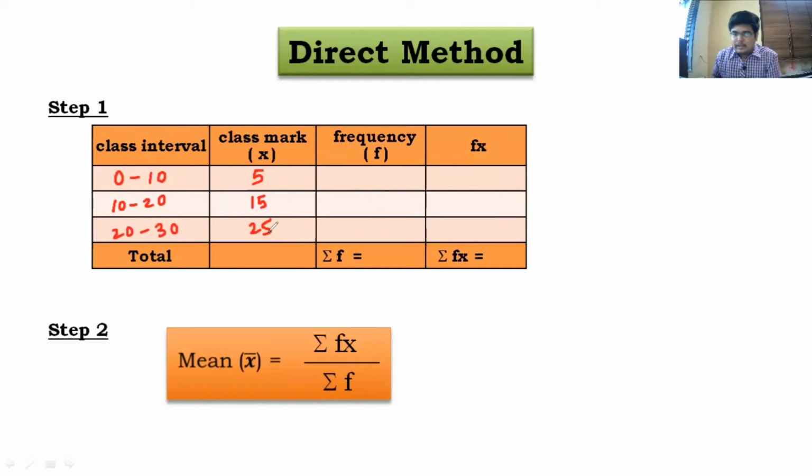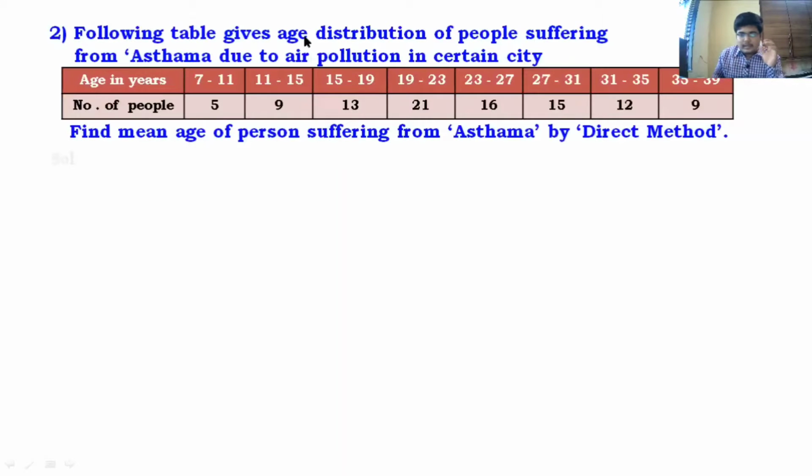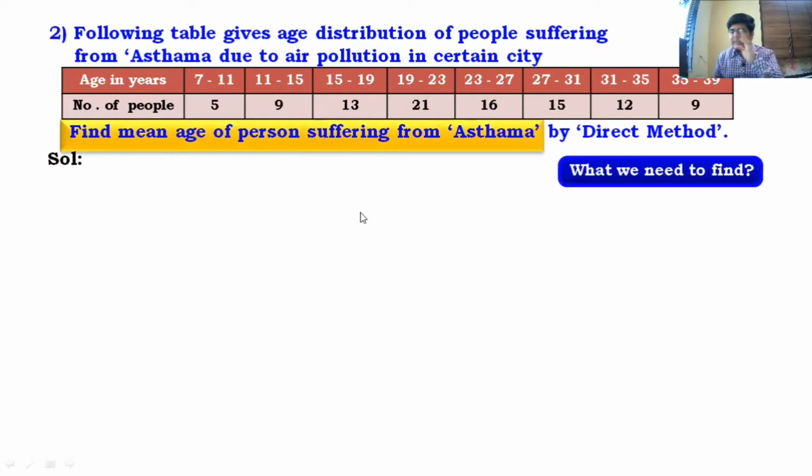So come on guys. On that note, let us take the sum. I want you guys to write this, give the heading grouped data direct method, write this and then we'll take the sum. The first sum here guys is: following table gives the age distribution of people suffering from asthma due to air pollution in a certain city. The age of the people is given, so that we have the class intervals, and the number of people frequency is given. We have to find the mean by direct method.